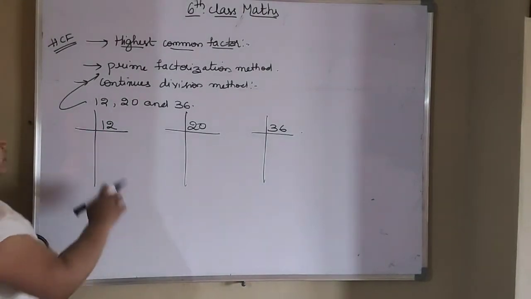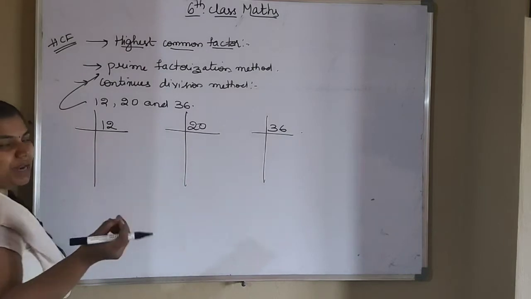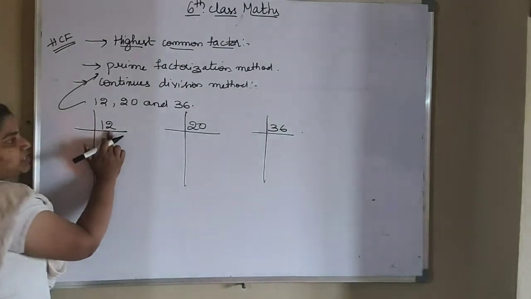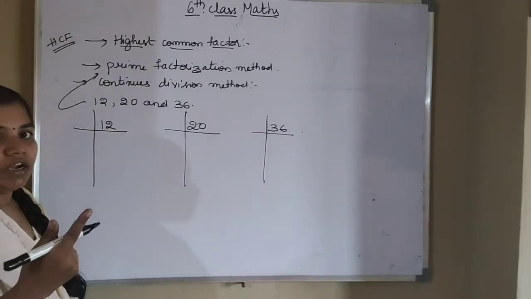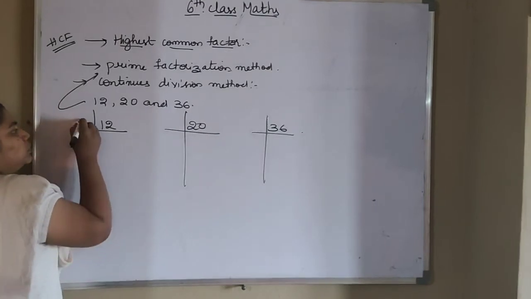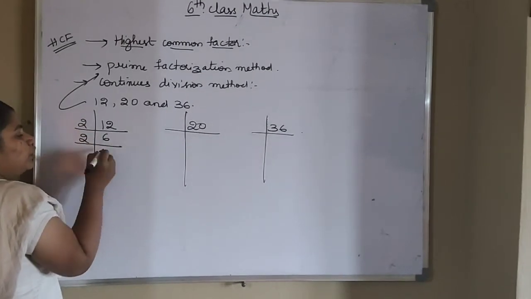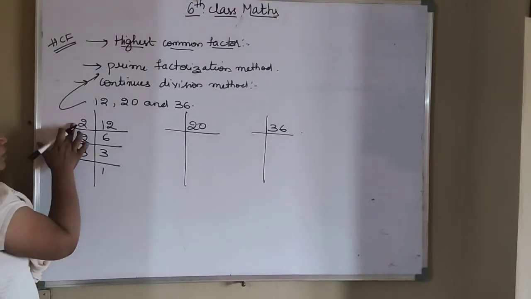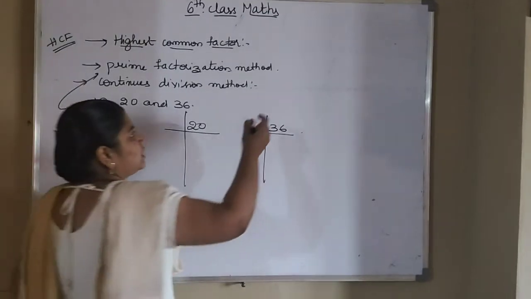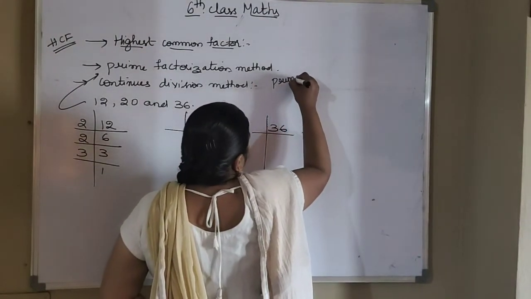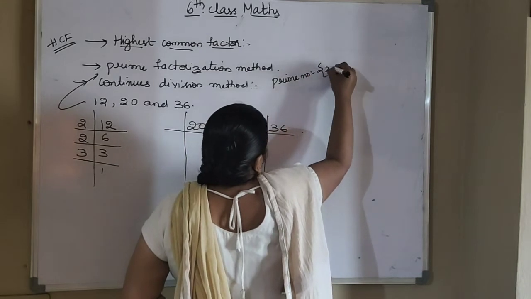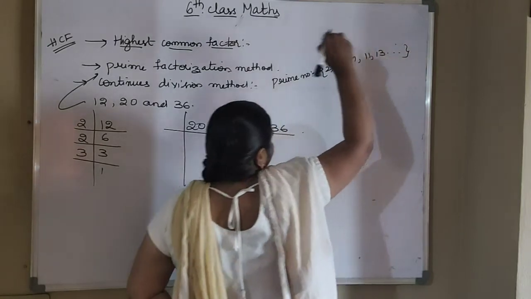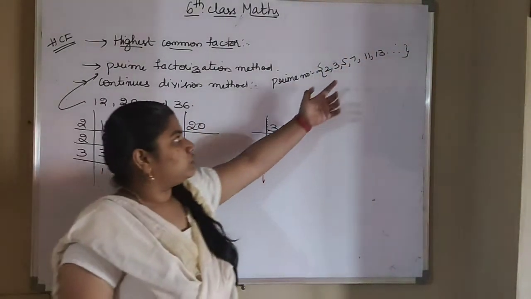Now, this 12 will go in which prime number? 12 will go in 2 table, 3 table. Because here the last digit is an even number, we can use the 2 table, the divisibility rule of 2. 2 sixes are 12, 2 threes are 6, 3 ones are 3. 2 is a prime number, 3 is also a prime number. What is the prime number set? They are 2, 3, 5, 7, 11, 13 and so on. Only these prime numbers we have to use.